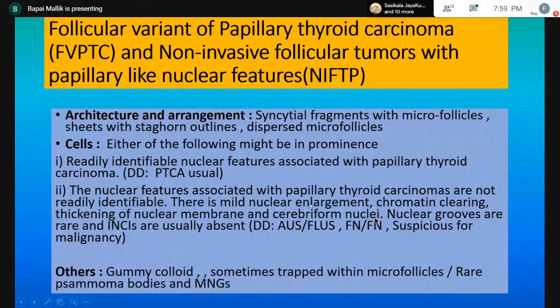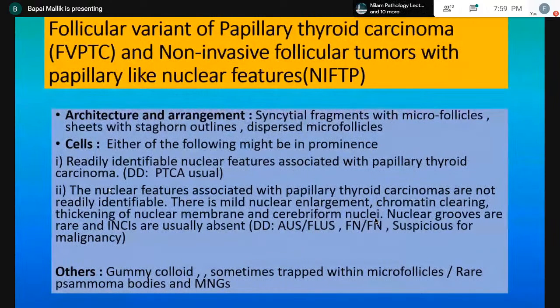And there is a mild nuclear enlargement. The chromatin clearing is there. There is a thickening of nuclear membrane, and there could be some cerebriform nuclei. So in spite of not having the intranuclear cytoplasmic inclusions, cerebriform nuclei can be of great help. Nuclear grooves can be very few, and intranuclear cytoplasmic inclusions are usually absent. So this particular group can be tricky. It can be a pitfall. You might miss it, but usually you will find enough microfollicles to at least put it in the group of follicular neoplasm / suspicious for follicular neoplasm and not miss it.